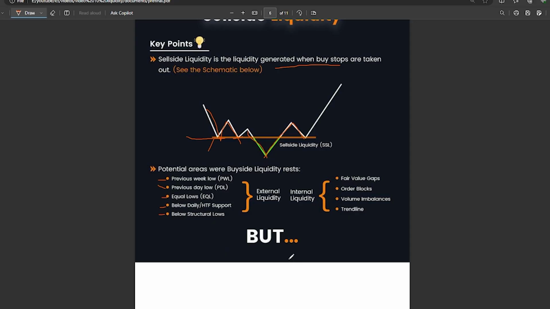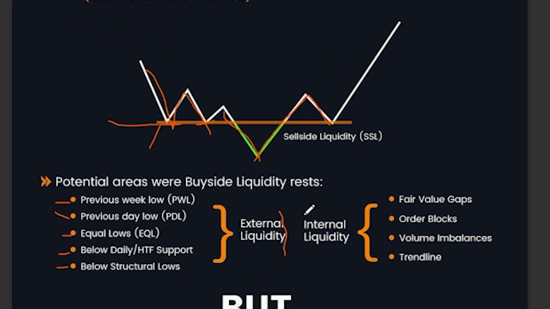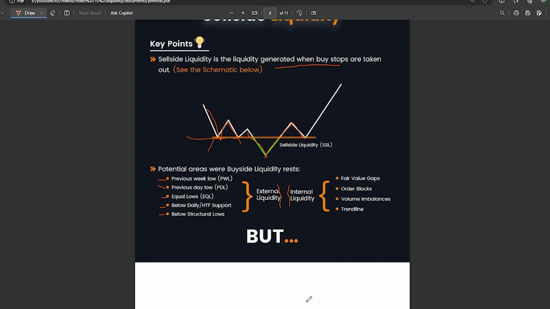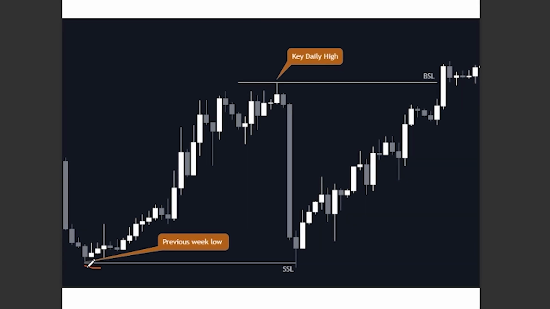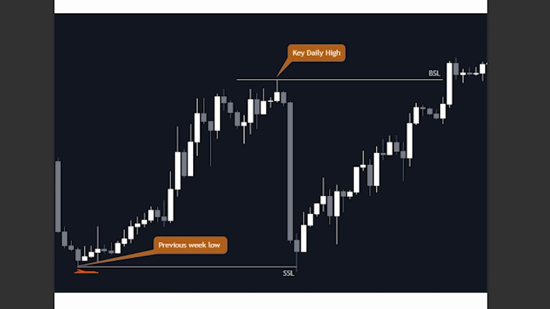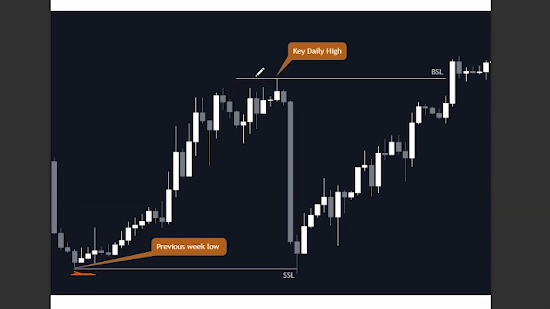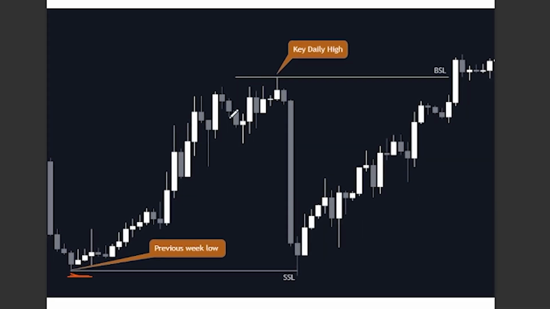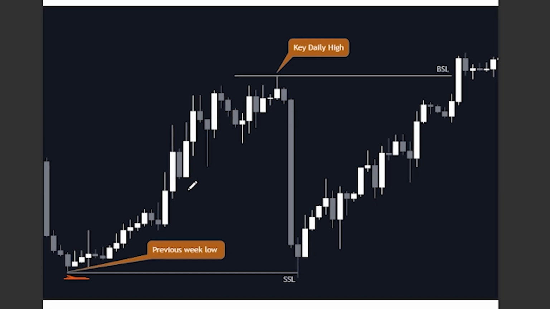An important thing you might be seeing here is that I have marked some liquidities as external and some as internal. We will discuss this difference in the coming slides, but for now let's move to the example of sell side liquidity. You can see here I marked the previous week low, which is considered to be a place where sell side liquidity rests, and here I marked the daily high, which is an area where buy side liquidity rests.